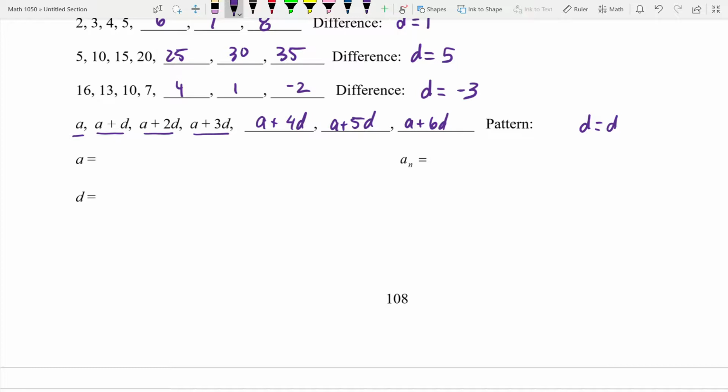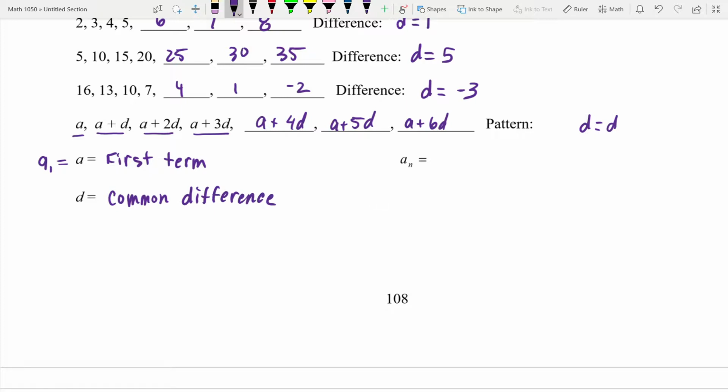A stands for the first term. There are two symbols that represent the first term. So don't let it confuse you, okay? We go back and forth. One is A, the other one is A sub 1. Okay, so they both mean the first term. D means the common difference.